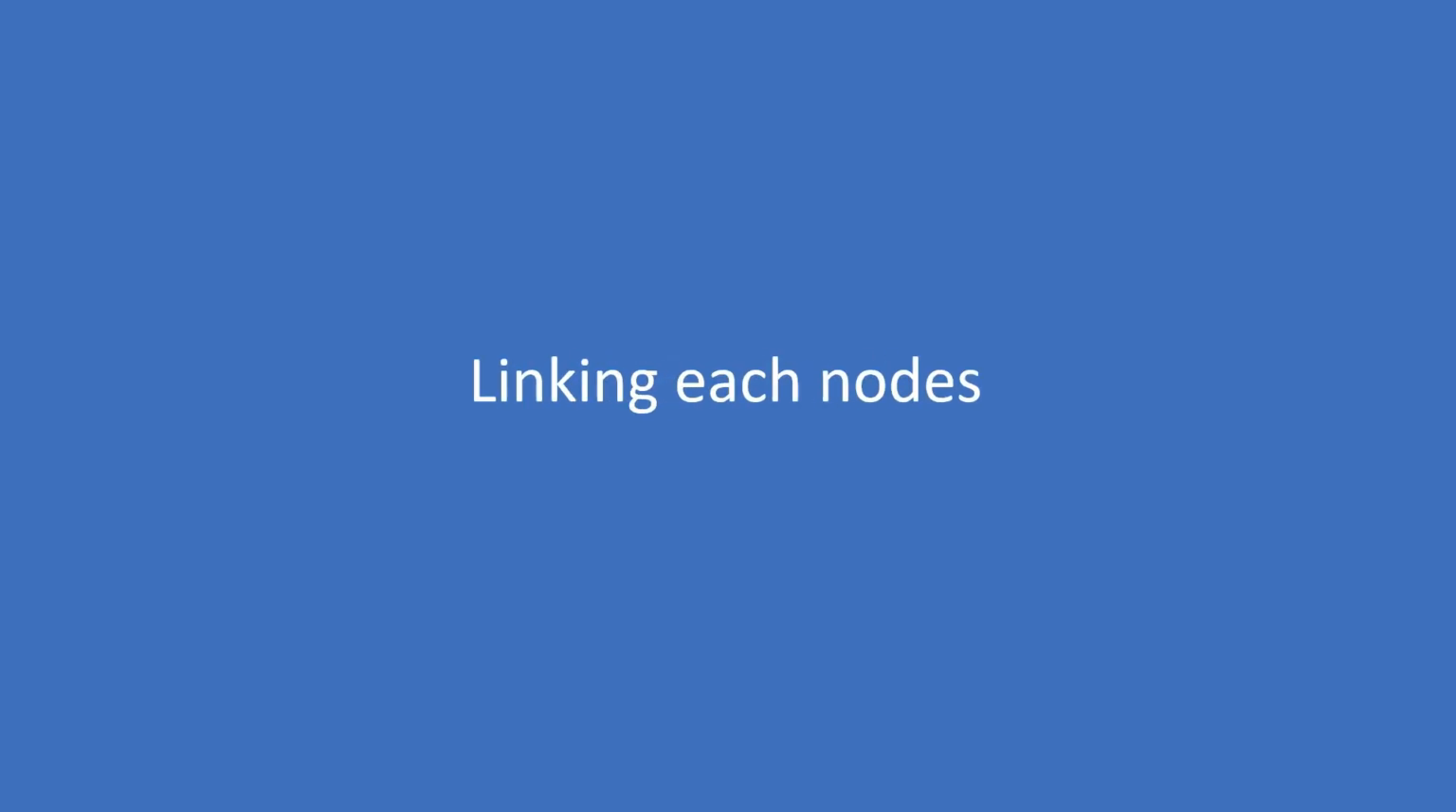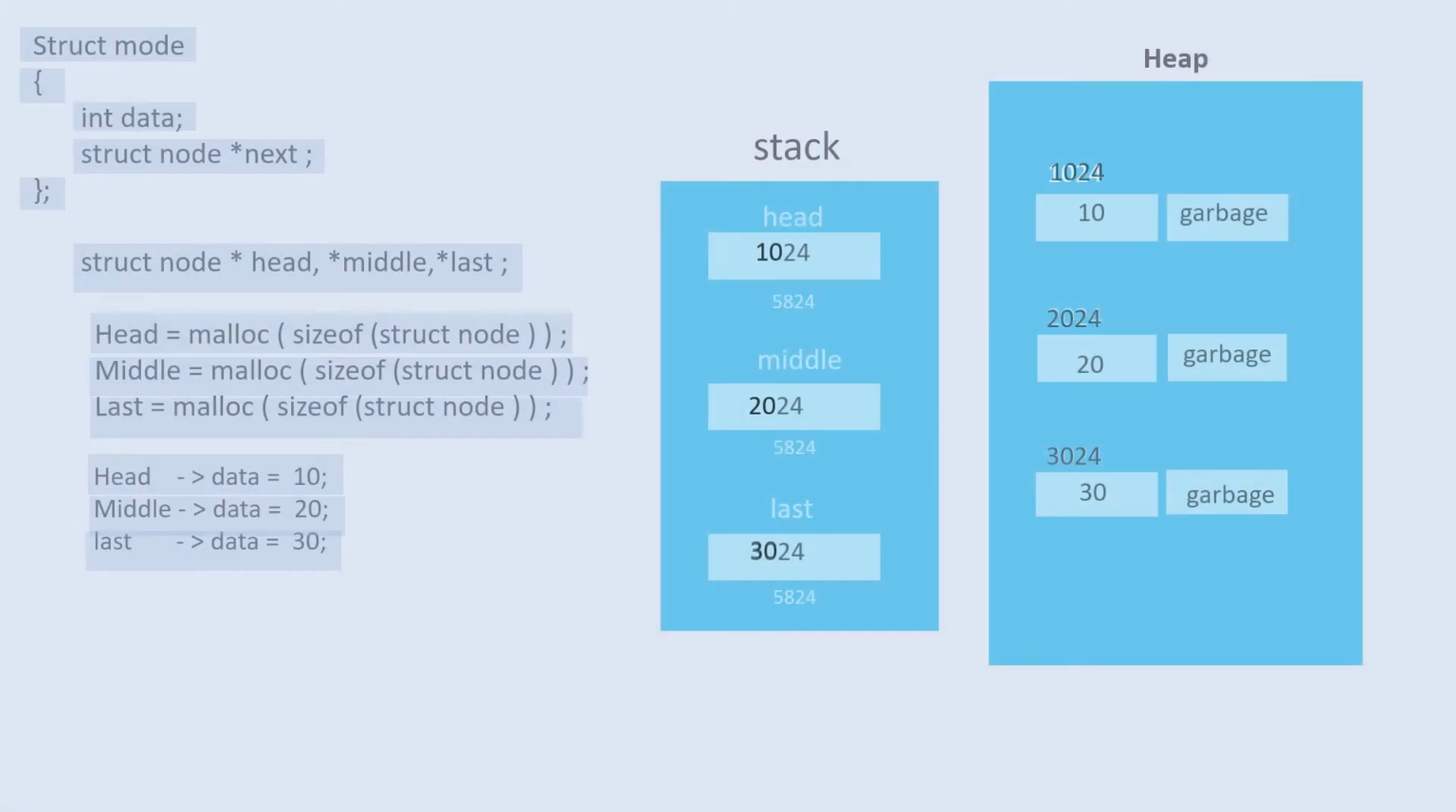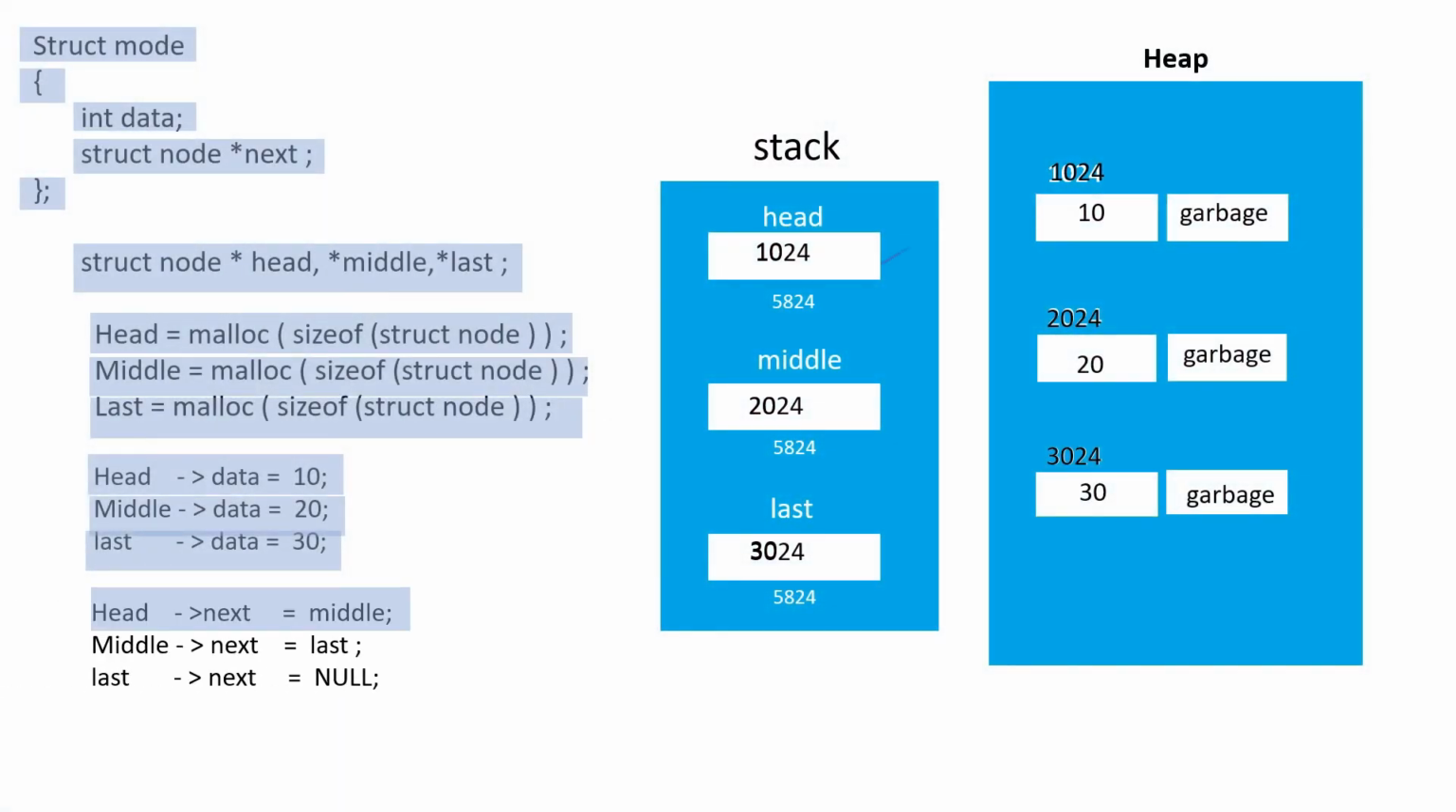Next, these nodes should be linked. That is, the linked list should be like the head node pointing to the middle node, the middle node pointing to the last node, and the last node should always point to null. So let us link it using the reference part, or the next pointer.